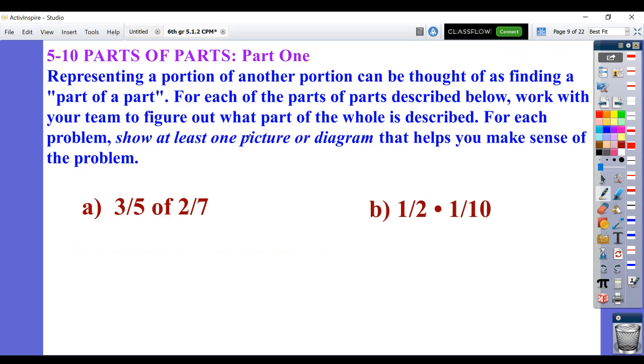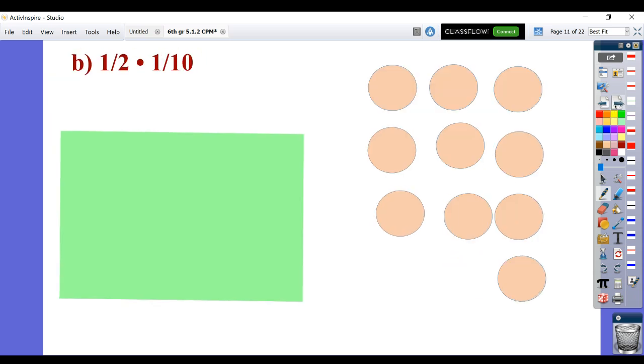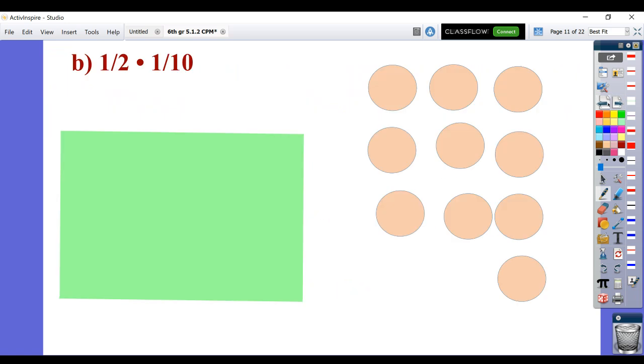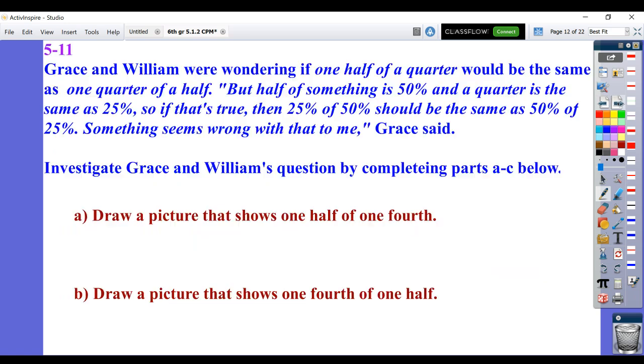All right. Then you're going to do the same idea here. 3/5 of 2/7, 1/2 of 1/10. Again, they want a diagram, but you also are going towards recognizing the standard algorithm, the method that seems to work. All right. I won't do those all for you, but again, they can be done in multiple ways, with the circles, with the rectangle method, with the number line method, whatever makes the most sense to you.